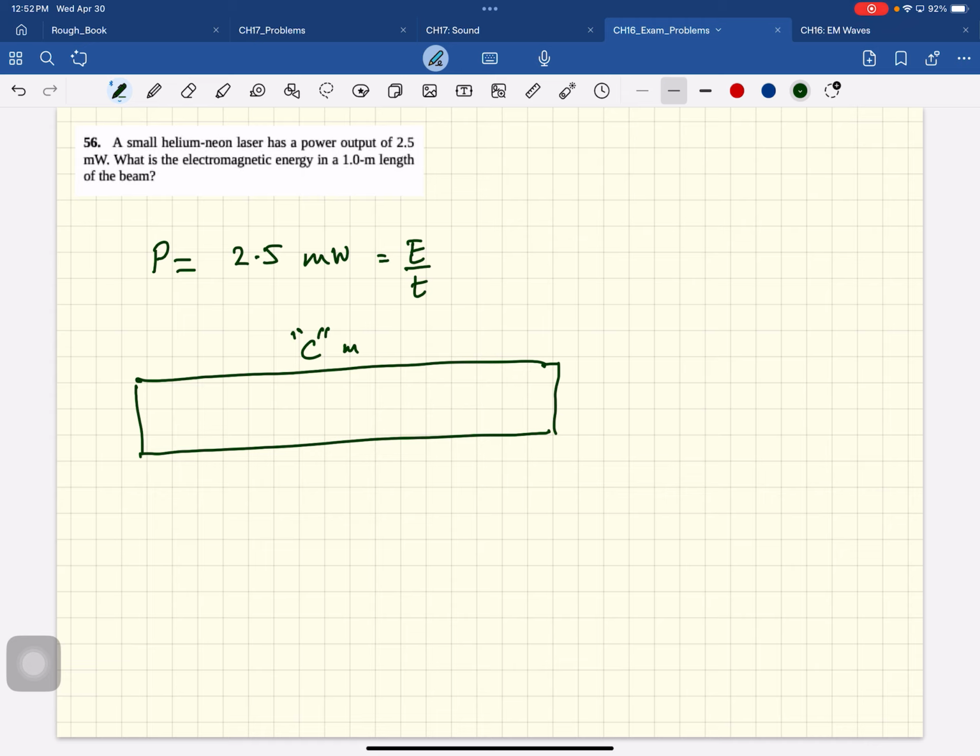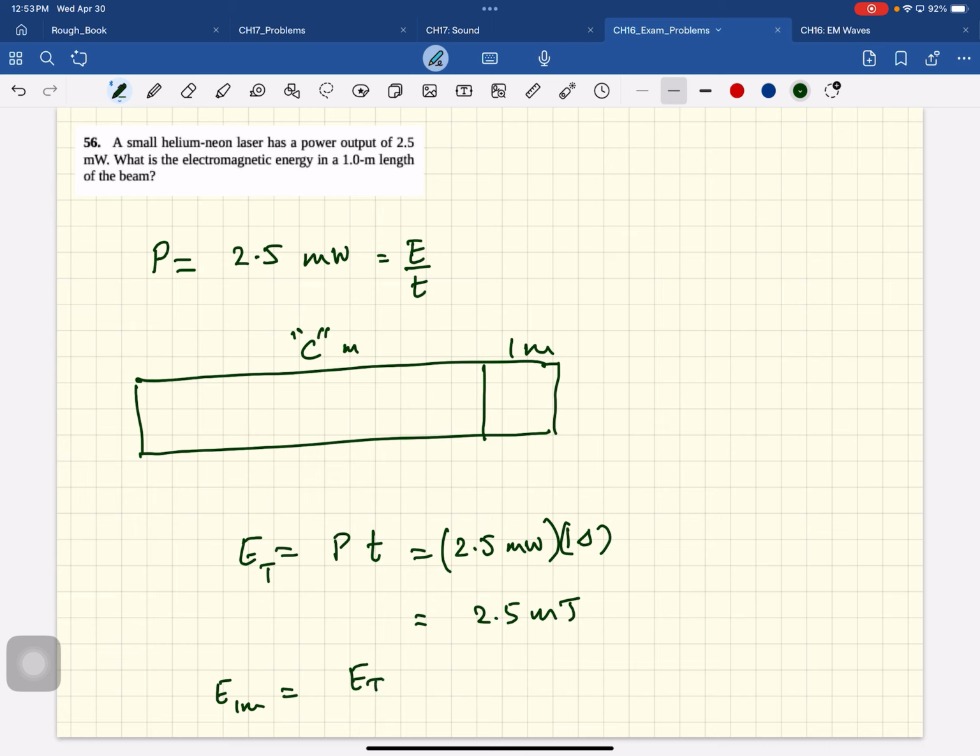Okay, and how much energy does this guy contain? E is equal to P times T, 2.5 milliwatts times 1 second, 2.5 millijoules. Okay, and so 1 meter of this will contain the energy contained in 1 meter, which would be the total energy divided by the length, C meters.